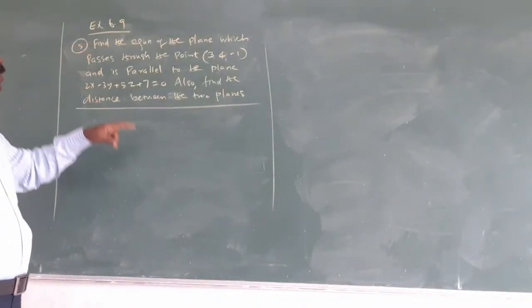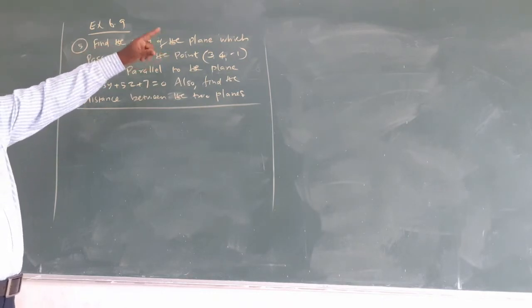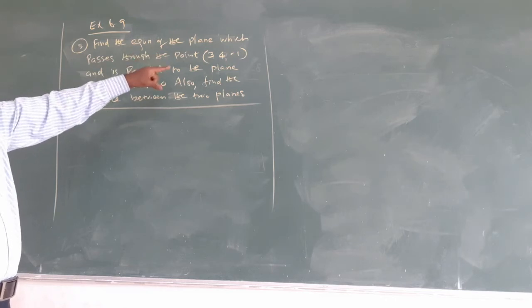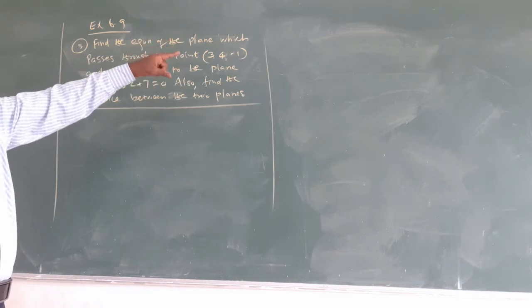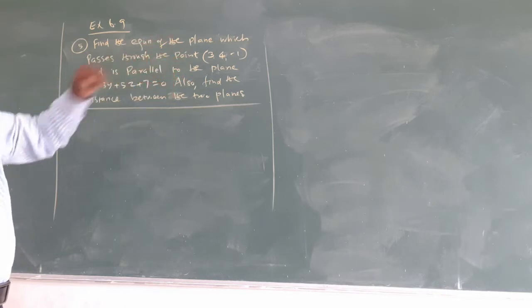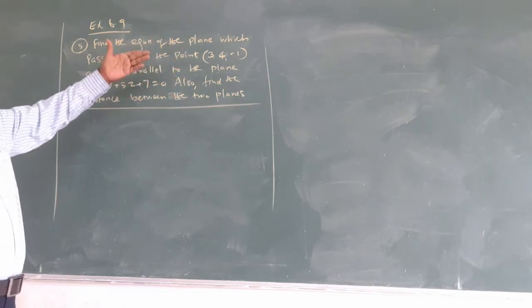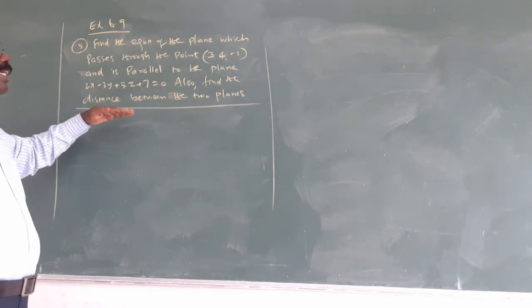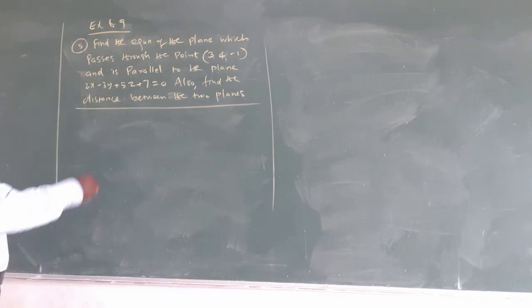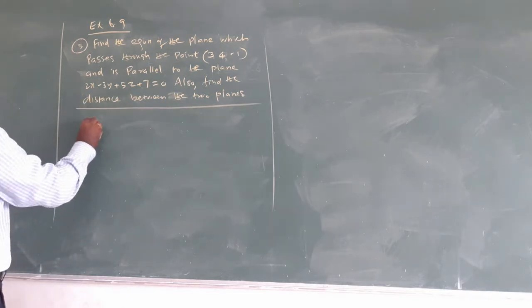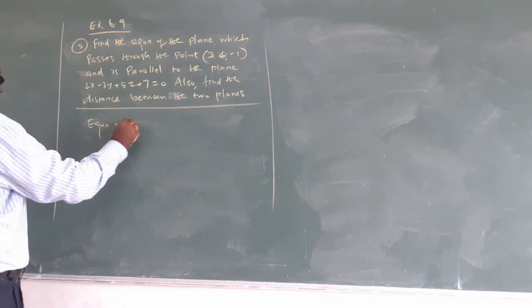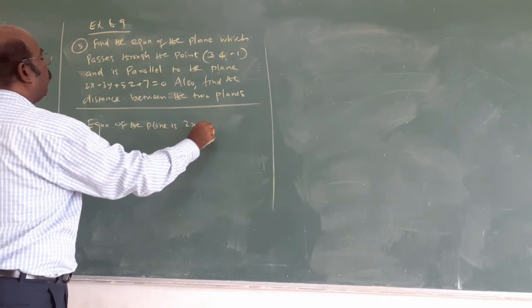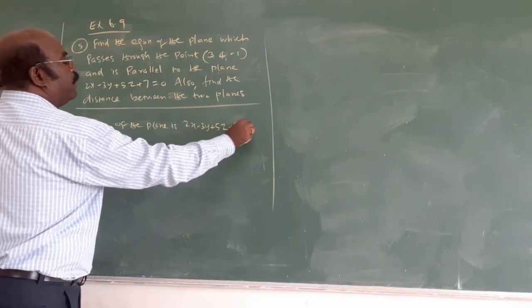Now listen here. Question number 5. Find the equation of the plane which passes through the point 3, 4, minus 1 and is parallel to the plane. Also find the distance between the two planes. Now, the given equation of the plane is 2x minus 3y plus 5z plus 7 equal to 0.